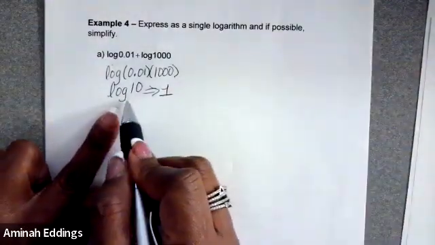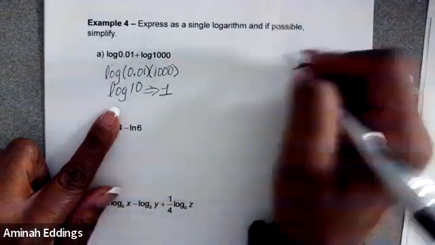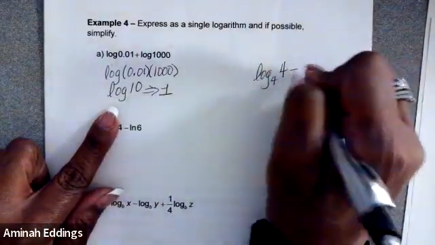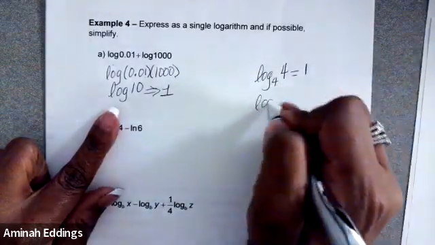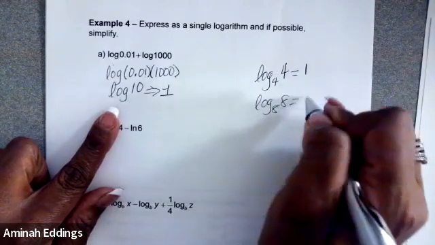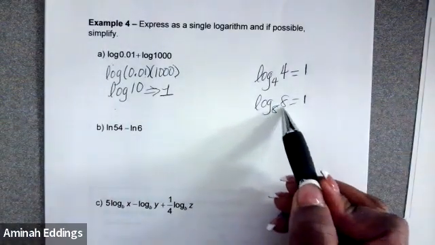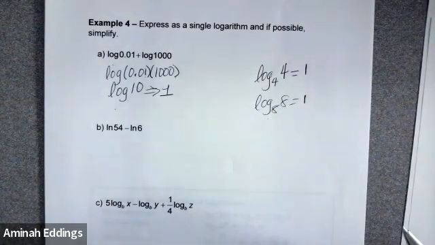Log base 10 of 10 is equal to 1 because my bases are the same. If I said log base 4 of 4, this is also 1. Log base 8 of 8, same thing. Anytime your base and the logarithm are the same, your answer is 1. Okay.